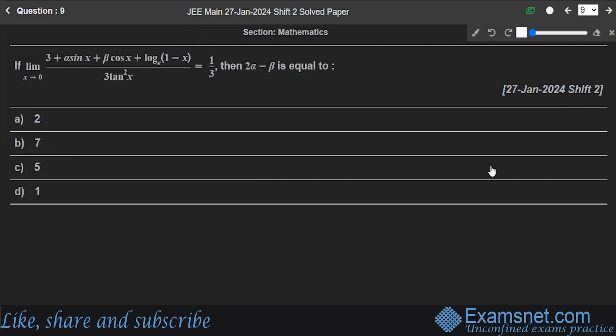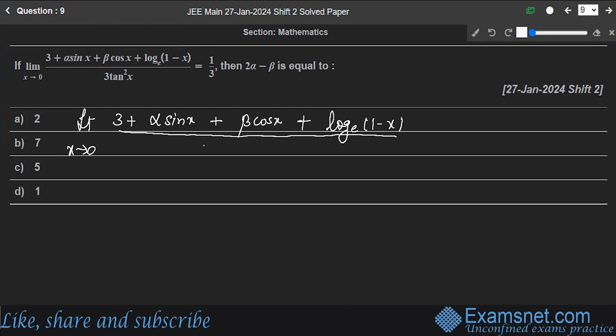Next is question number 9. Again, limit. So you have this, limit of 3 plus alpha sin x, beta cos x, log function upon the tan function is equal to 1 by 3. Then you have to find out 2 alpha minus beta. Let's write down. You have a limit x approaching 0, 3 plus alpha sin x, beta cos x plus log to the base e 1 minus x upon 3 tangent square x is equal to 1 by 3, right?